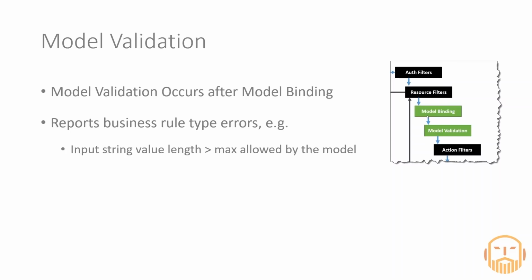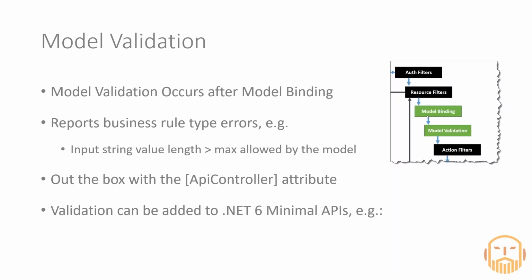Okay, so typically, and we've got an example coming up, if you try to pass a string of a particular length that's greater than the maximum allowed by the model, then you'll get a validation error. And you get all this out of the box with MVC APIs using the API controller attribute. It kind of gives you a lot of this stuff by default. A really important point, and we'll show you validation not working out of the box with minimal APIs, you can add validation into your minimal APIs. It just doesn't come as standard. So that's the really important point I want to make.